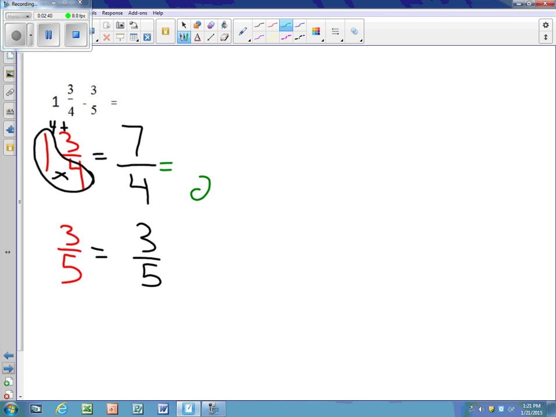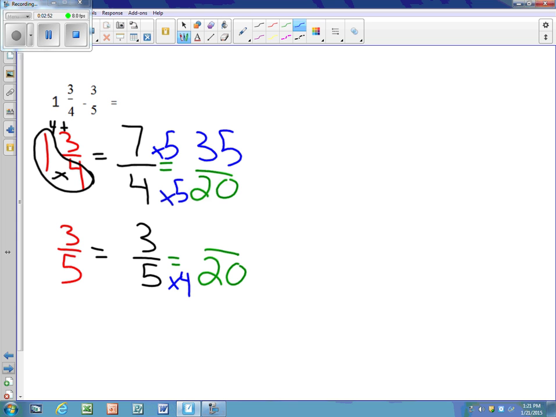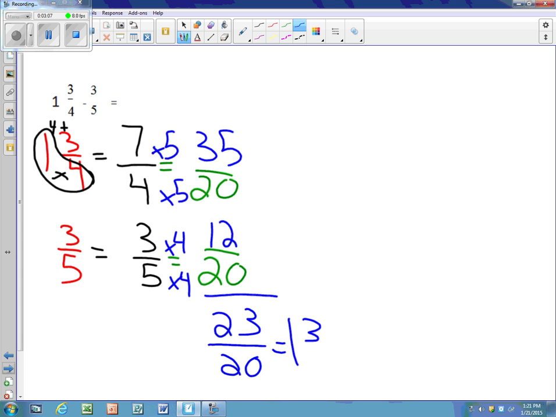A denominator they both share is 20. And now I'm going to ask myself, 4 times 5 is 20, so 7 times 5 is 35. 5 times 4 is 20, so 3 times 4 is 12. Now when I subtract these two, I get 23/20. But it's an improper fraction, so now I have to turn it into a mixed number. 23 divided by 20 goes in one time, with 3 left over out of the 20.